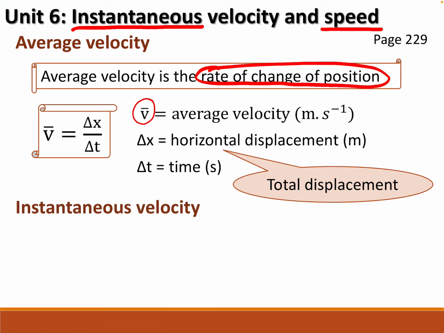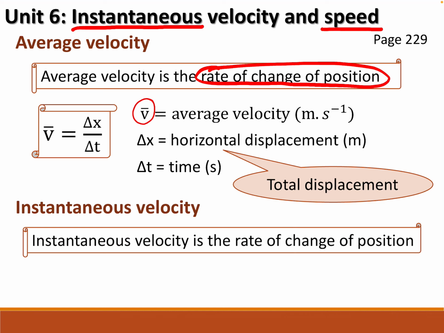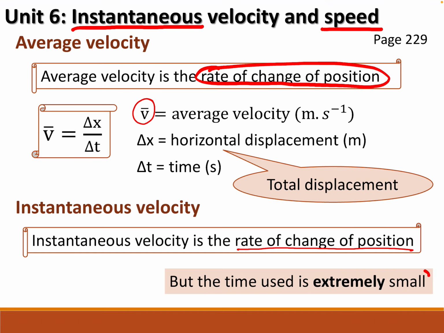Sometimes we need to know the instantaneous velocity. Now, this is also the rate of change of position, but the time is incredibly small. So to get instantaneous velocity, we're talking about fractions of a second. It's actually really difficult to calculate instantaneous velocity with normal everyday calculations. Okay, there are ways to do it with graphs, and we are going to show that to you.